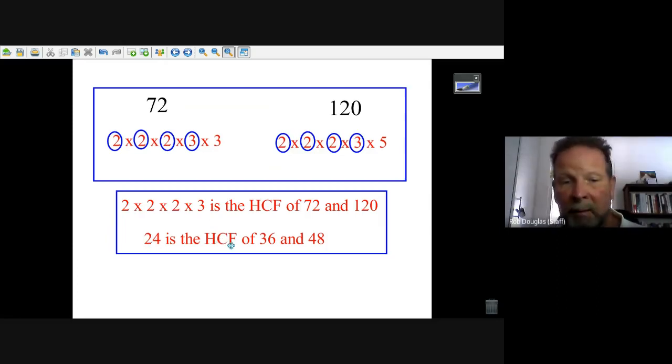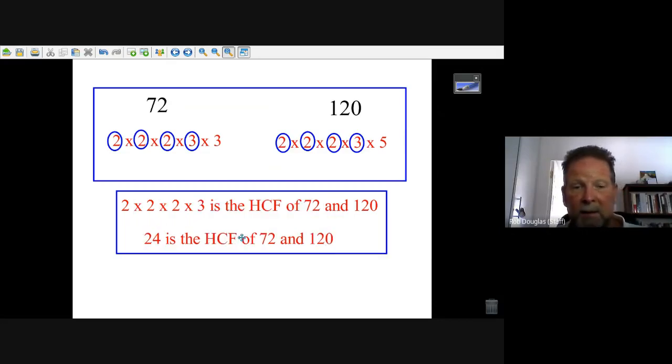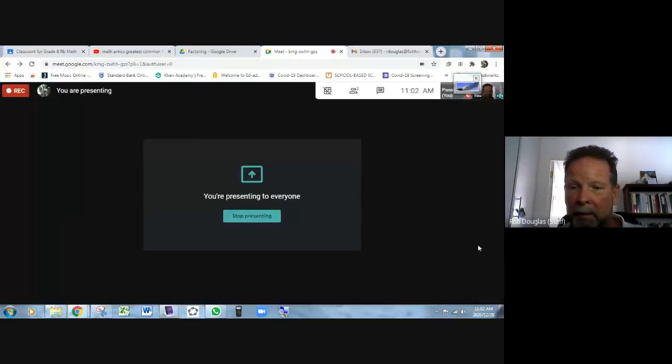24 is the highest common factor, not of 36 and 48, but of what we have written down there, which is 72 and 120. It's the biggest number that goes into 72 and 120. And that's what the highest common factor is about. I hope that helps.